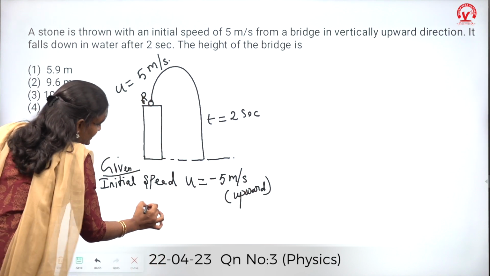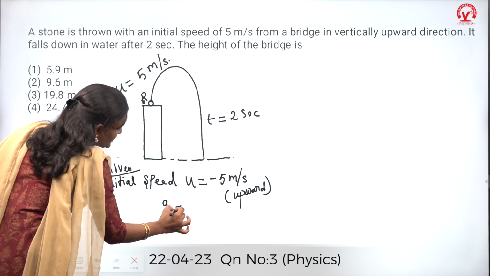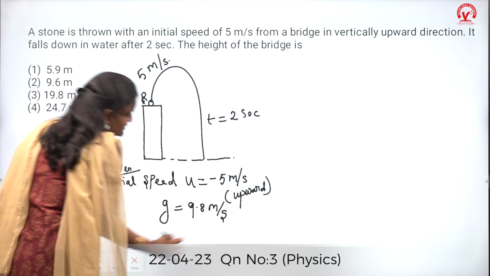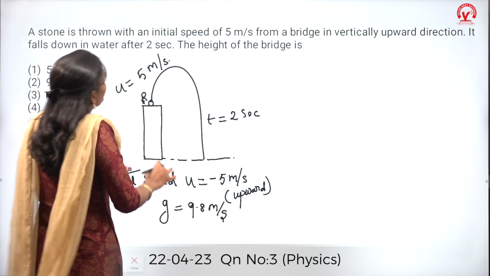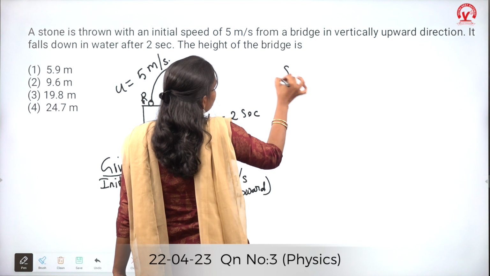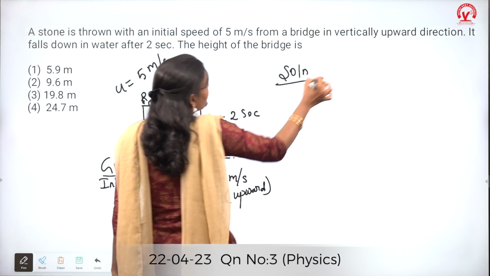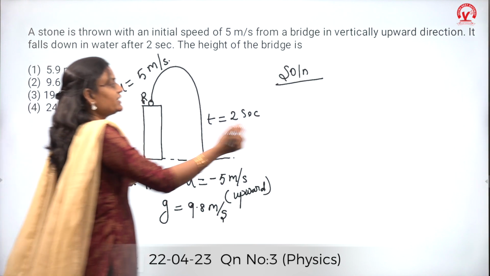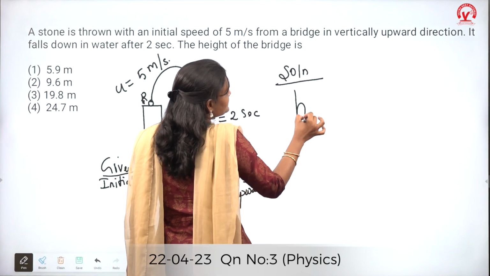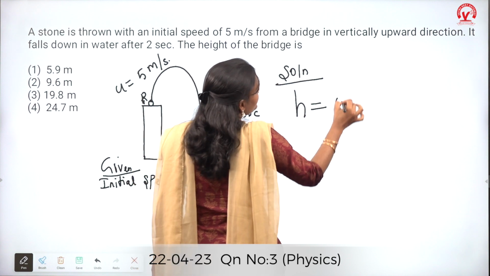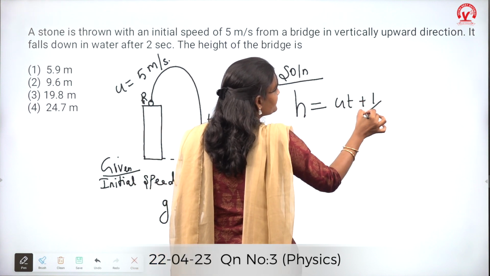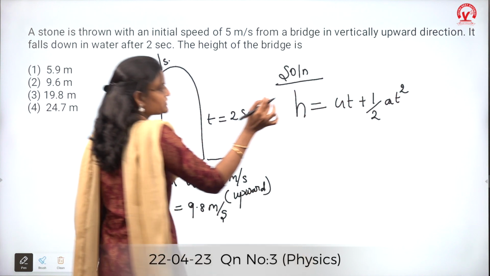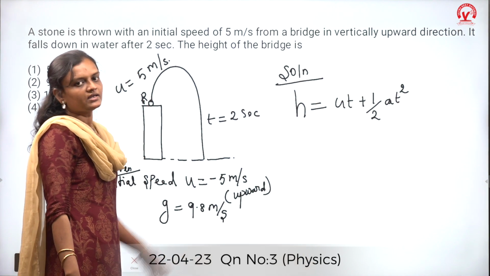We know the acceleration due to gravity g is equal to 9.8 meter per second squared. This is a constant value. Find the solution according to the kinematic equation. Okay, second equation: height h is equal to ut plus half at square. This is the formula you studied in kinematic equation number 2.